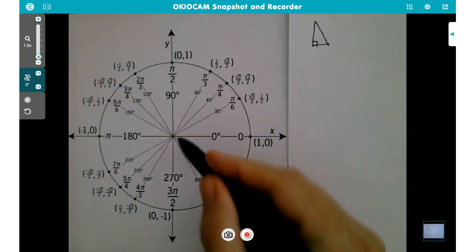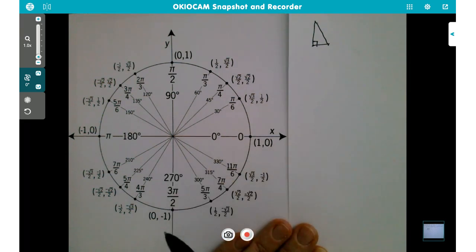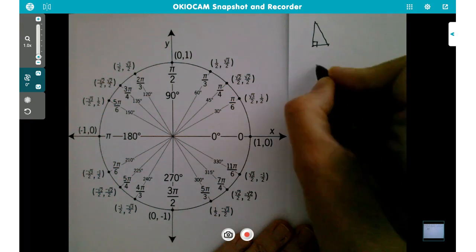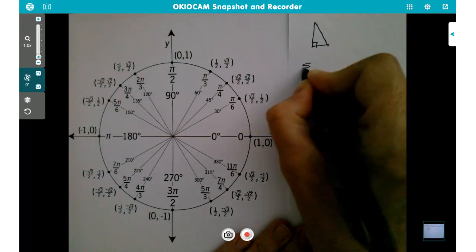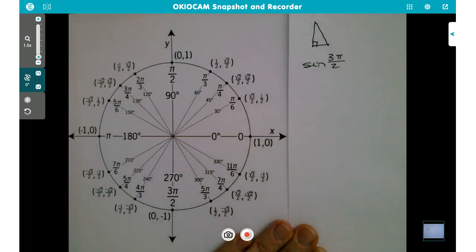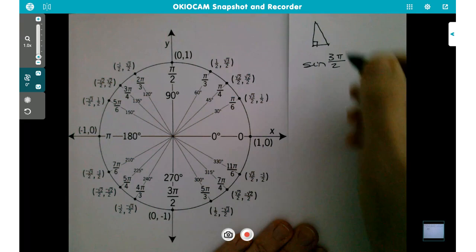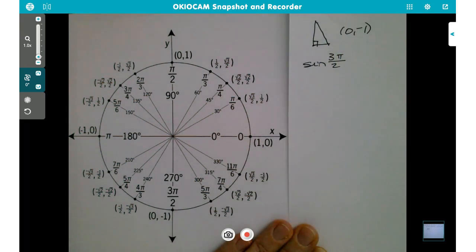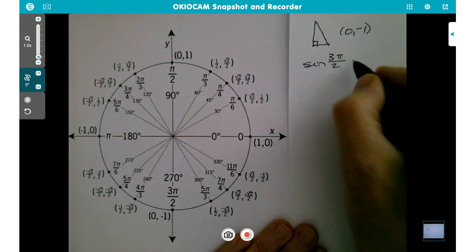So I'm going to look at 3 pi over 2, not for any particular reason. I'm just in a 3 pi over 2 kind of mood today. I want to find the 6 trig functions of 3 pi over 2. The important thing to notice is that the point on the terminal side where it crosses the unit circle is 0, -1. So that right triangle wasn't very useful, but 0, -1 is going to work just fine.